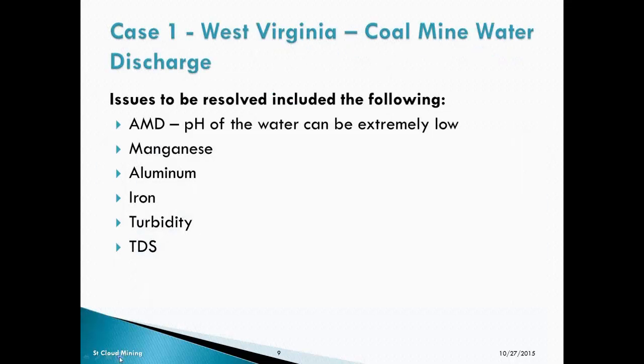We'll go to case one. And that's the West Virginia coal mine water discharge. The individual that did all the work here was a guy named Tiff Hilton, and we're also working on some additional projects with Thomas Cook of Navigator. Basically, the issues that we wanted to resolve were AMD, which is acid mine drainage, and that's because a lot of the discharge mining waters from coal operations can be extremely low in pH. We wanted to see what we could do with manganese, which is a common problem at the lower effluent levels, dissolved aluminum, iron, turbidity, and TDS.